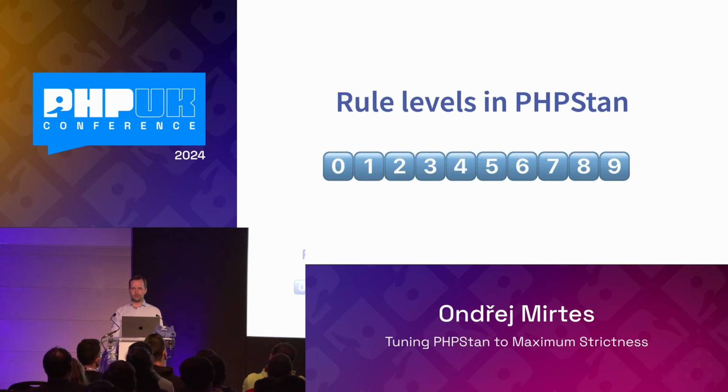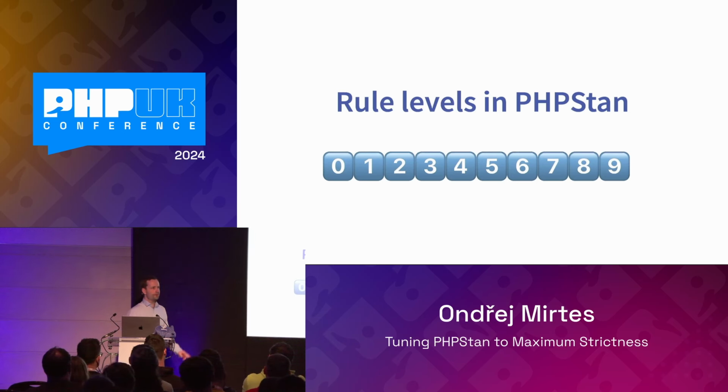And there's something called rule levels in PHPStan, because I don't want to discourage you when you first install PHPStan and run it for the first time. If it told you everything that's wrong with your code, it would output probably thousands of errors, which would be really discouraging, right? Because you would just remove it and you would never run it again.